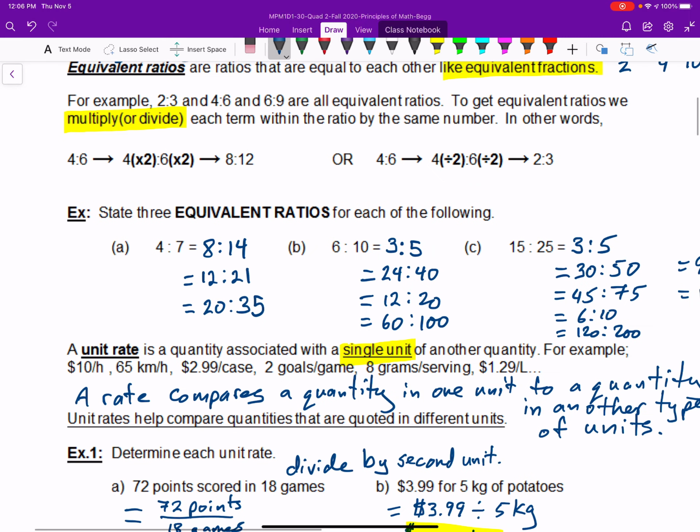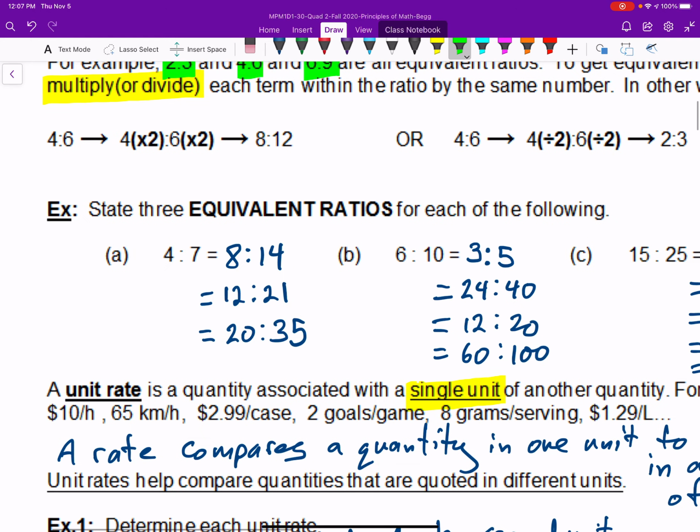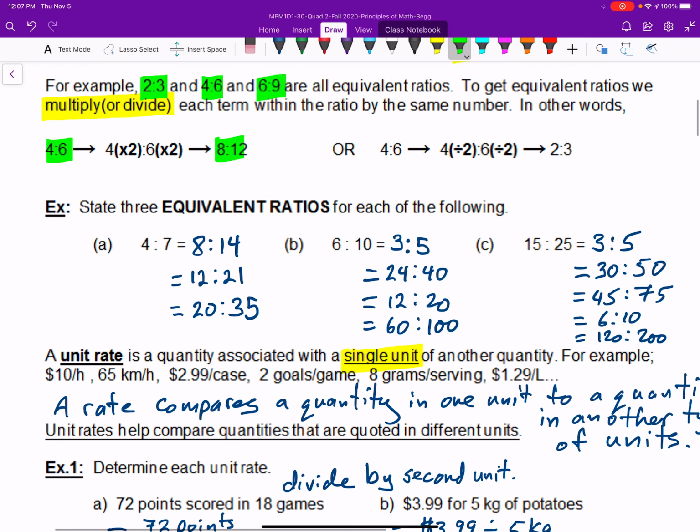Likewise, with ratios, I can do the same thing. For example, 2 to 3 is going to be the same as 4 to 6 if I just multiply both the numbers by 2. If I multiply both my original numbers by 3, I get 6 to 9. So we get equivalent ratios by multiplying or dividing each term within the ratio by the same number. For example, 4 to 6 could become 8 to 12 if I multiply both the 4 and the 6 by 2. Or I could divide: 4 to 6 could become 2 to 3 if I divide the 4 and the 6 by 2.